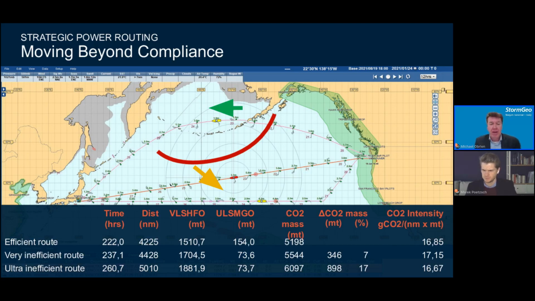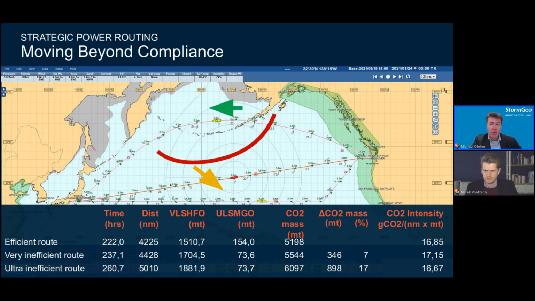And how does that manifest? In this example, you can see that the 3 routes all have very similar carbon intensities. On the very right-hand side, the carbon intensities are all rather similar. And interestingly enough, the voyage with the lowest carbon intensity is what we're calling the ultra inefficient route, the one that came way to the south. It has 16.67 grams of CO2 per deadweight ton nautical mile.